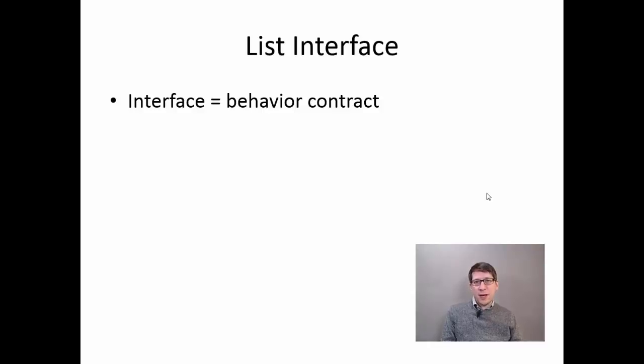An interface is essentially like a behavior contract. What it tells you as a programmer is if you're using a class that implements a certain interface, you can count on those functions being defined that appear in the interface. So it's a nice way to set up a larger class structure.